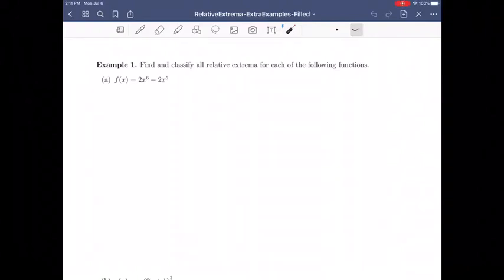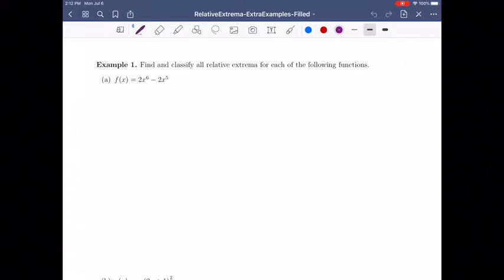In this video, we're going to do some extra examples looking for extrema values. So we're going to find and classify all of the relative extrema. So we want to find where the extrema are and determine whether they're local maximums or local minimums. So let's start with our first example here.